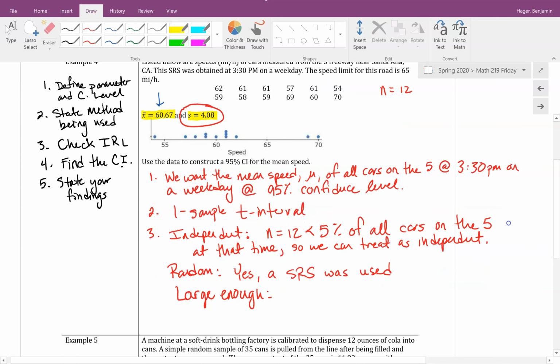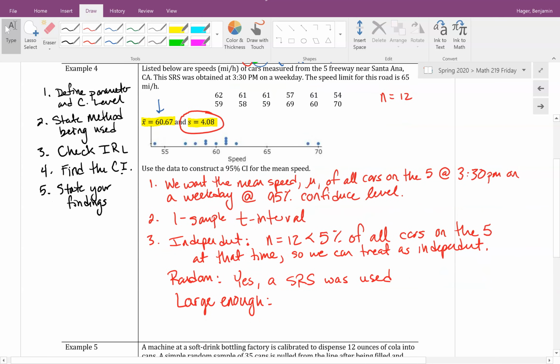And remember, for sample means, we want to know, is my sample size at least 30? And in this case, it's not, right? Here, my sample size is 12. That is not greater than or equal to 30. So you can say it's not large enough to confidently say that those guys are going to be normally distributed.